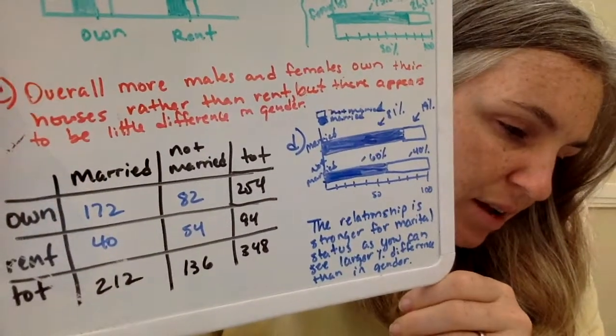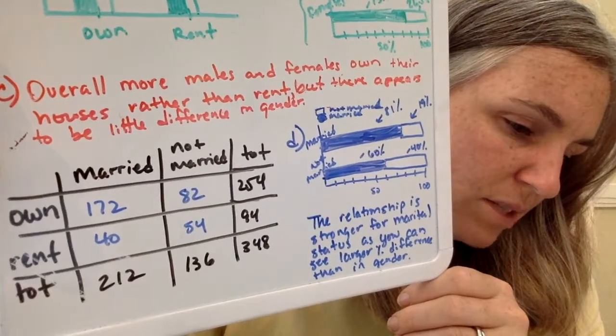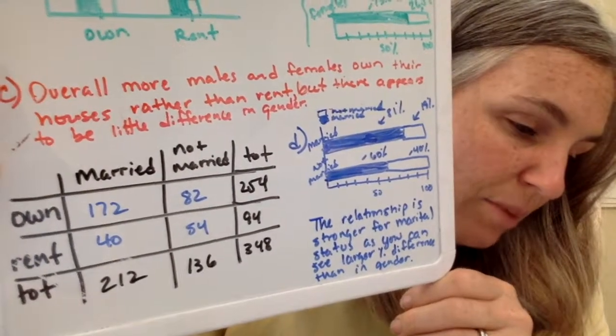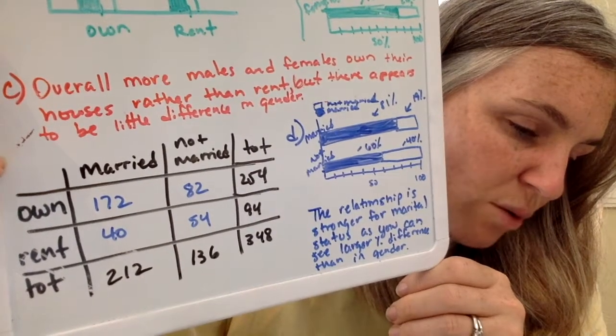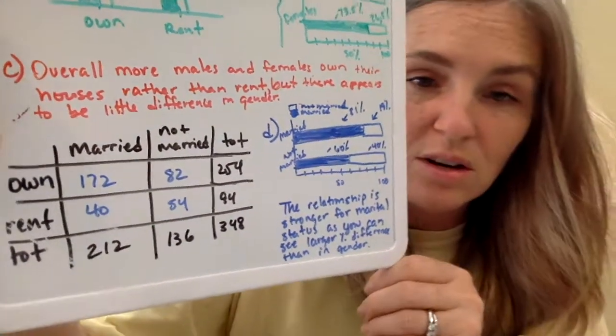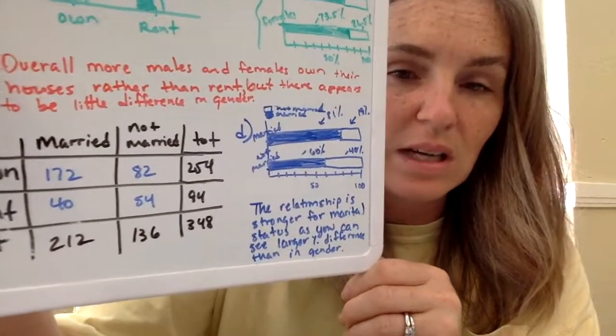Okay? And then the second part says, new two-way table, this time married, not married, own, rent. And it says, what does it say? I'm looking for it, sorry. For the members of the sample, is the relationship between marital status and housing status stronger or weaker than the relationship between gender and owning houses or renting houses?